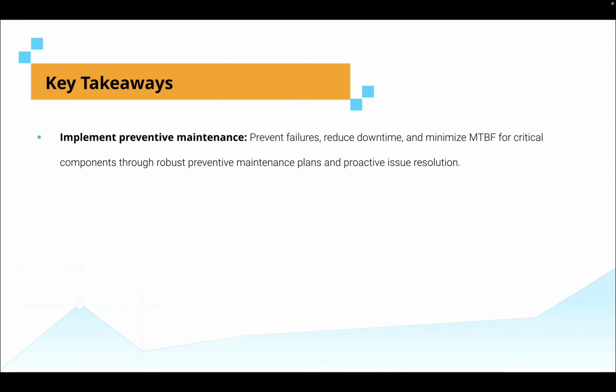The first step that we looked at in our 3-step strategy is implementing preventive maintenance. Preventive maintenance is the foundation of a reliable IT infrastructure. By implementing robust maintenance plans, keeping tabs of the daily health of your infrastructure components to identify failure symptoms, and addressing potential issues proactively, you can prevent failures before they occur and reduce the downtime as well as minimize the MTBF for critical elements in your IT infrastructure.